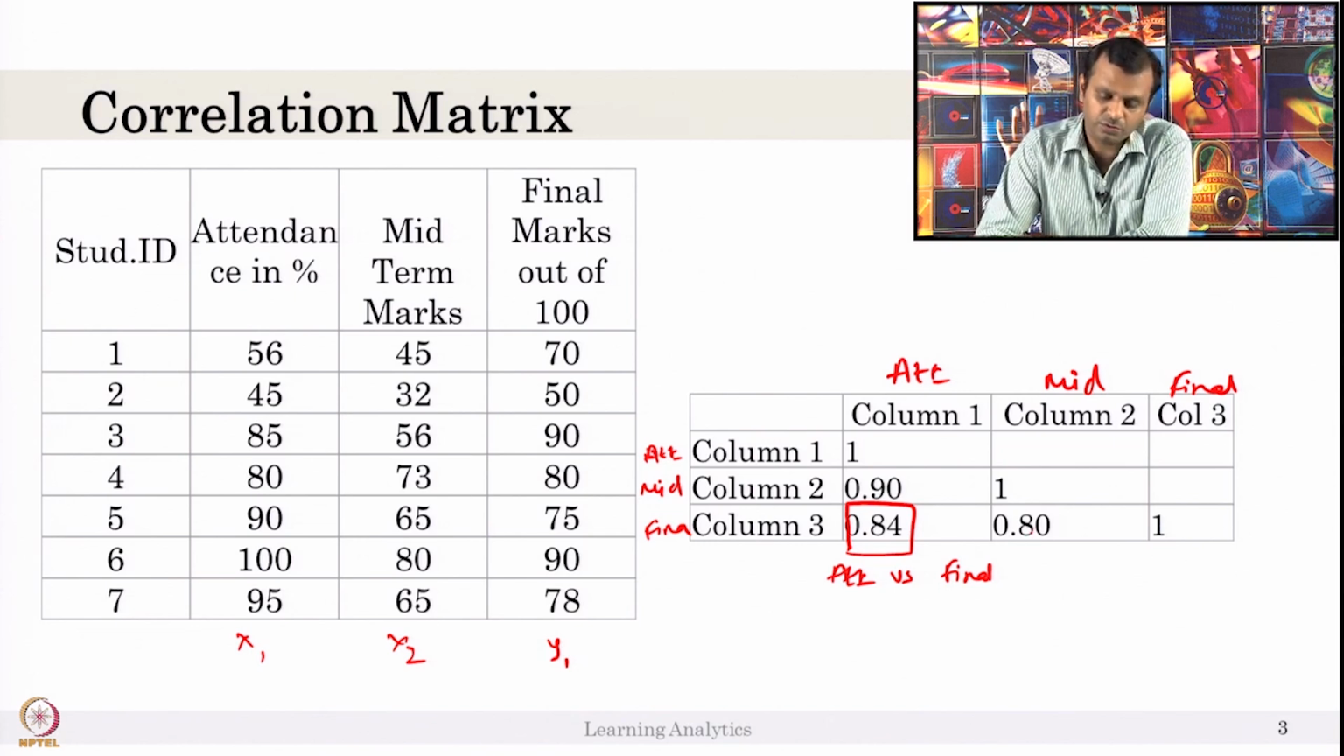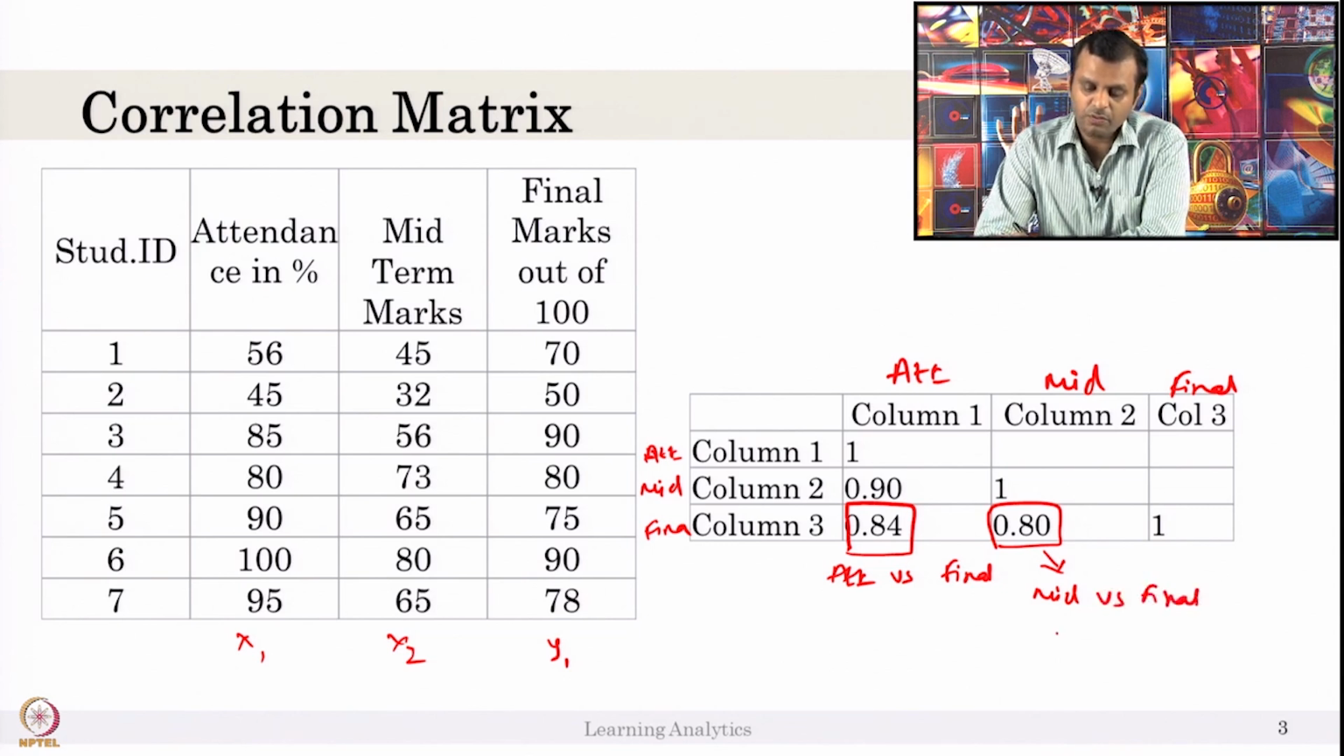Let us look at column 3 versus column 2. What is the correlation coefficient of midterm marks versus final marks? It indicates 0.8. It says if the students score good in the midterm, or mid-sem exams, they will definitely score good in the final exams. So, that is the final exam score. This is the correlation matrix which tells you about x1 and y1, x2 and y1.